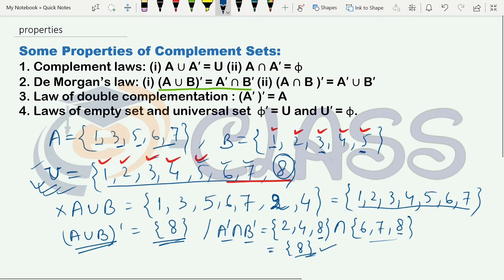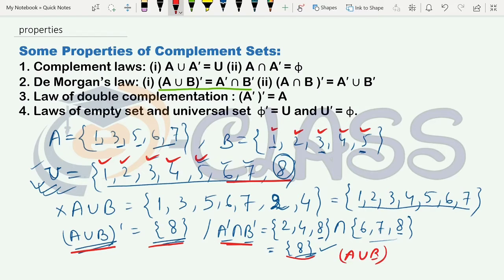So both the sets (A union B) complement and A complement intersection B complement contain the same element, that is 8. So we can say that (A union B) complement equals A complement intersection B complement. So this is the first law of De Morgan's law. There are two laws, and the second law is (A intersection B) complement equals A complement union B complement. So do it as homework.